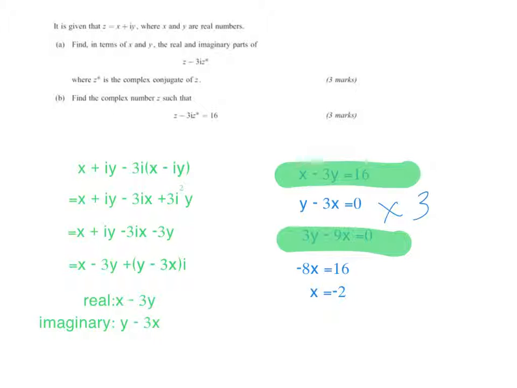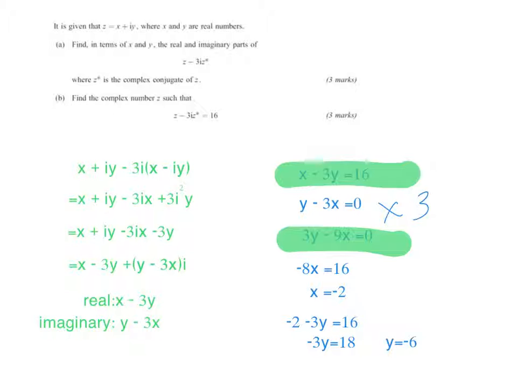And then, like with all simultaneous equations, I need to find the other unknown, so I can sub x is minus 2 back in. I'll use the top equation. It doesn't matter which one you use though. So I've got minus 2 minus 3y equals 16. Adding 2 to both sides would give me minus 3y equals 18. And so a single y would be minus 6.